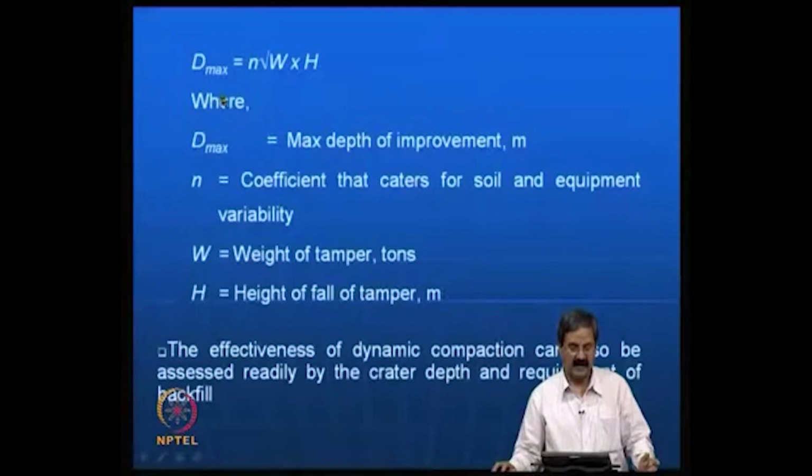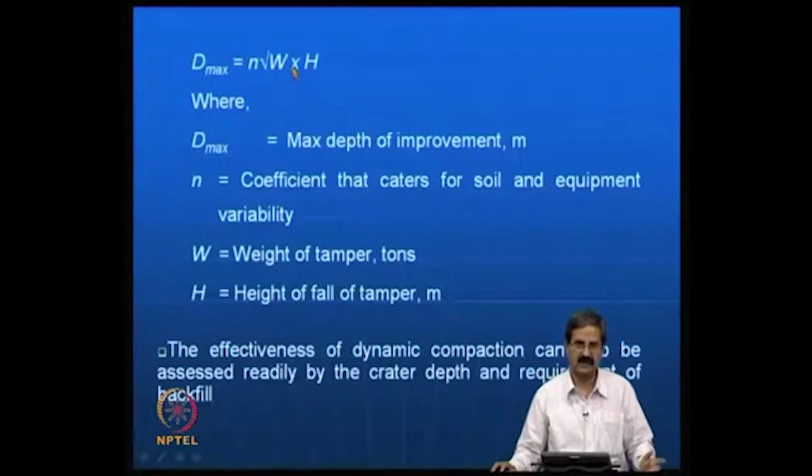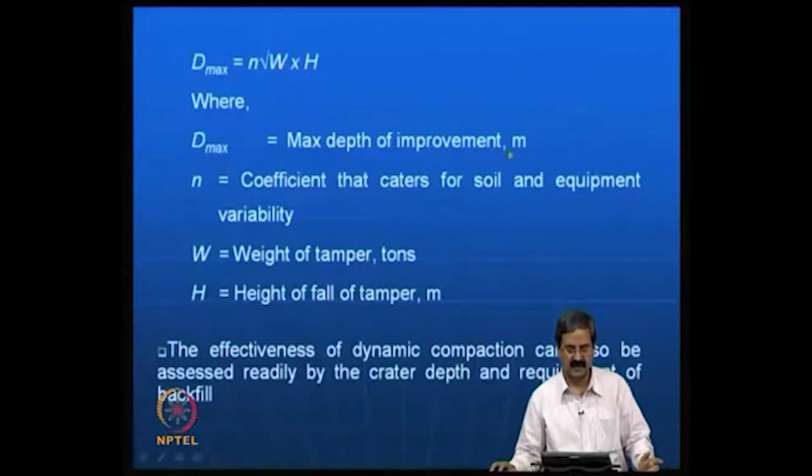The dynamic compaction maximum depth, there is an expression that is given in terms of n into square root of w into h. This is a standard expression that is available in many of the textbooks on dynamic compaction, where the maximum depth is the depth of improvement in meters. N is a coefficient that caters for soil and equipment variability.